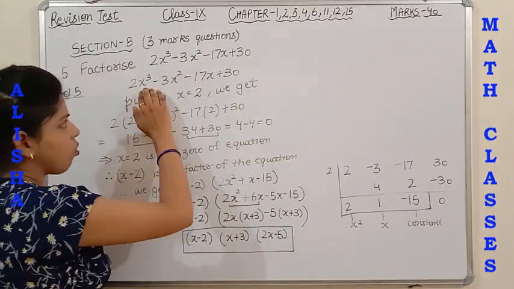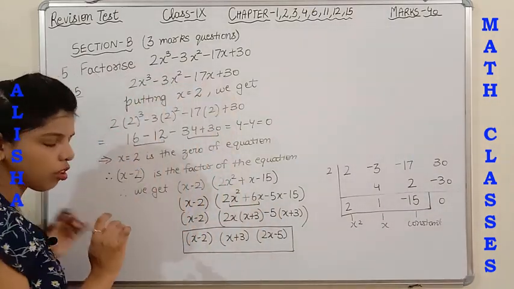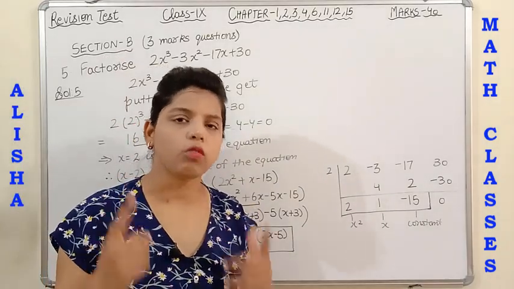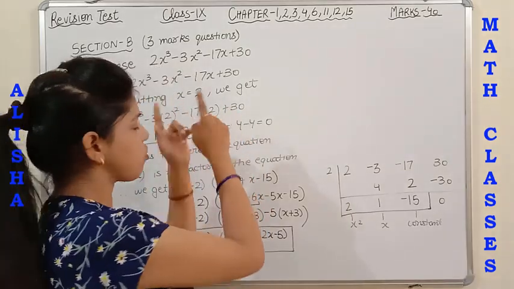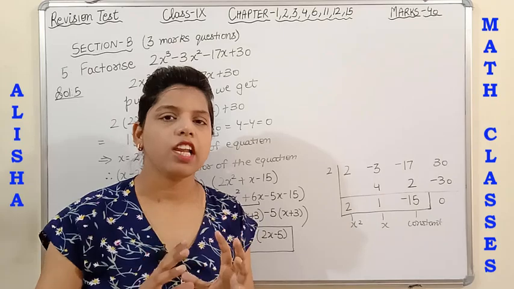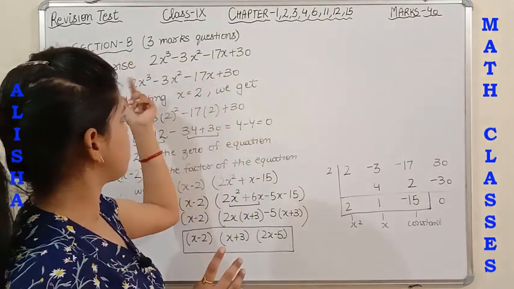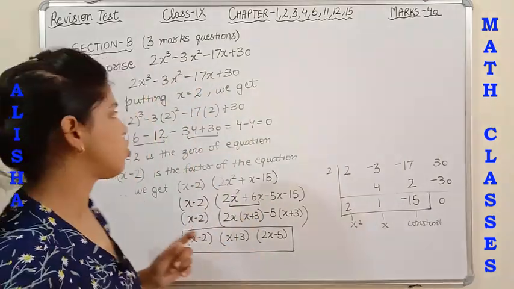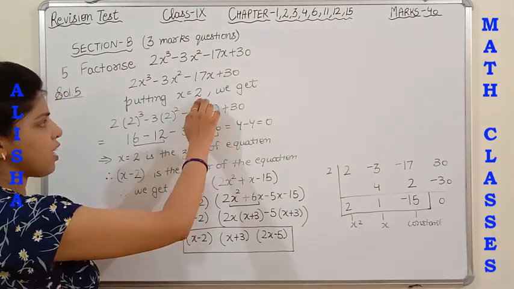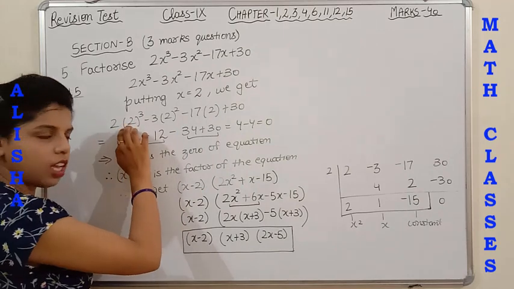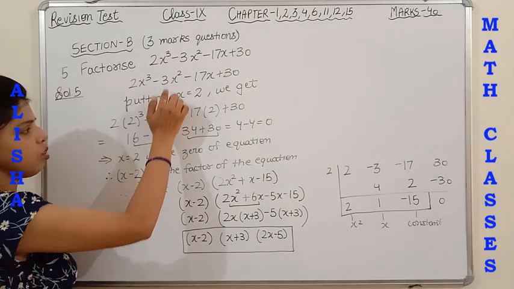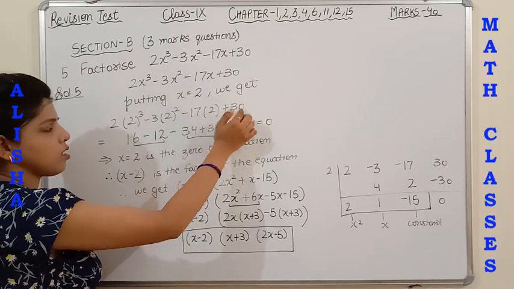So let's see now, this is the cubic equation. The first thing that I have told in the video is that we have to think of one value of x which is going to satisfy this equation. Satisfies means the value which makes the value of this given equation zero. So by hit and trial, I have thought of putting the value x is equal to 2. Here I put x is equal to 2. So see here, 2 into 2 cube minus 3 into 2 square minus 17 into 2 plus 30.